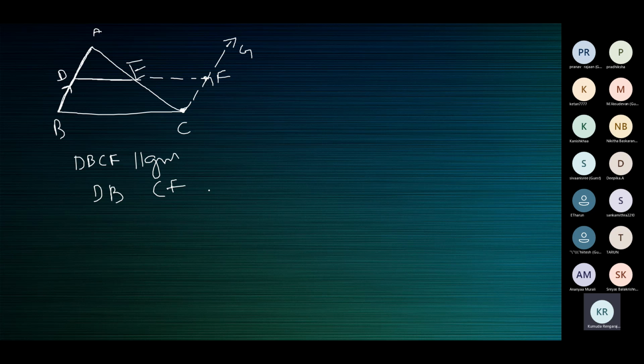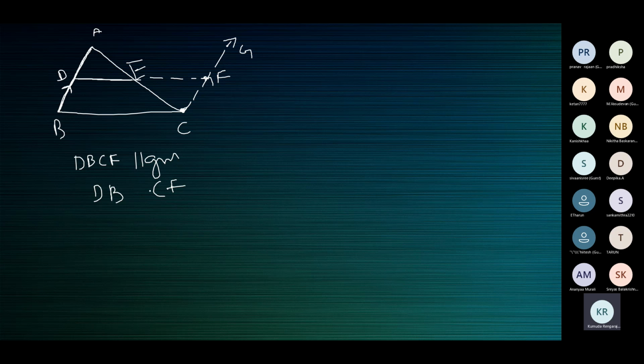Look at the quadrilateral DBCF. Look at the opposite sides DB and CF. Is DB parallel to CF? Yes, by construction. Why? Because AB is parallel to CG. Any part of AB, which is DB, will be parallel to any part of CG, which is CF. Because AB is parallel to CG by construction, BD is parallel to CF.